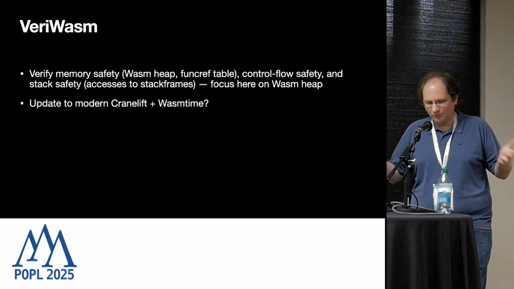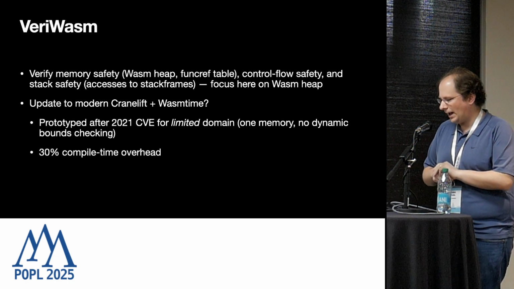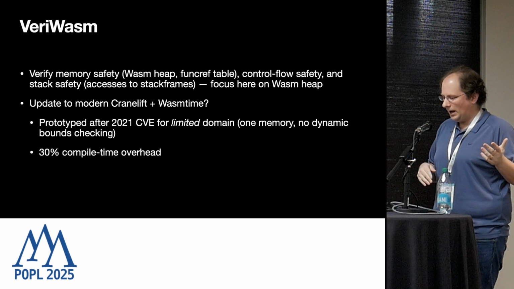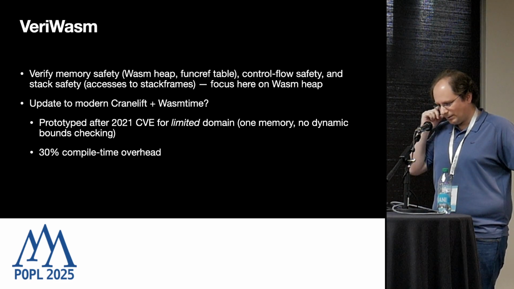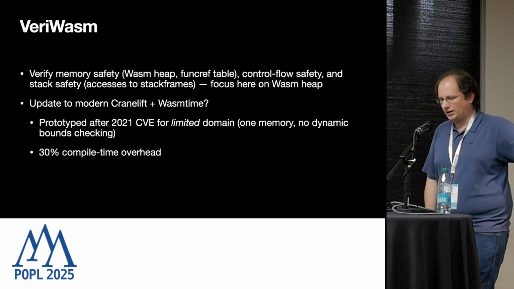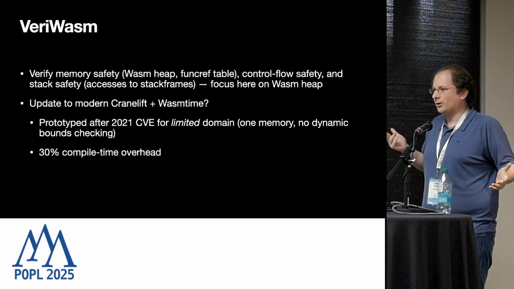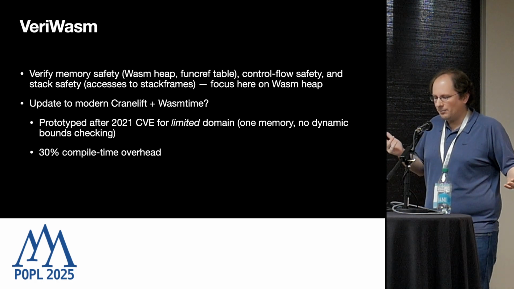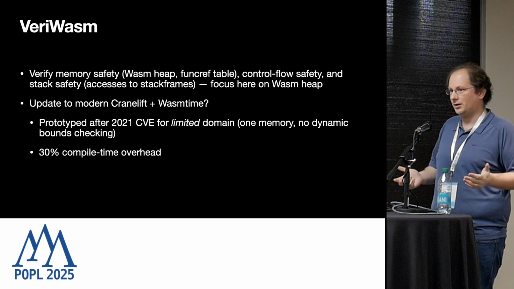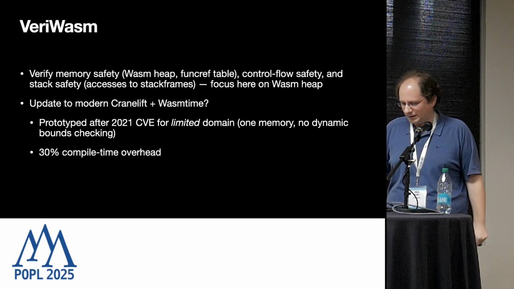So actually, after our CVE in April 2021, around May, I took a look at this and wondered, could we update it to work on modern Cranelift and Wasmtime? And so I actually did do an update to Wasmtime, but for a very limited domain, so one memory only, no dynamic bounds checking. We found that I had about 30% compile time overhead, which for an academic work is actually fantastic, right? But at the time at my employer, we had very limited control plane resources, and we actually could not afford that. And so we opted not to deploy it. So it just kind of was shelved and sat there.